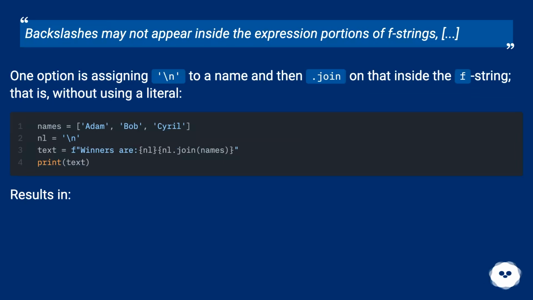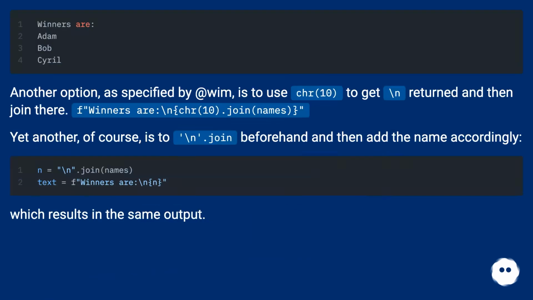One option is assigning \n to a name and then using .join on that inside the f-string. That is, without using a literal. Results in the joined output. Another option, as specified by @vim, is to use chr(10) to get \n returned and then join there: f-string with chr(10).join over names. Yet another is to \n.join beforehand and then add the name accordingly, which results in the same output.